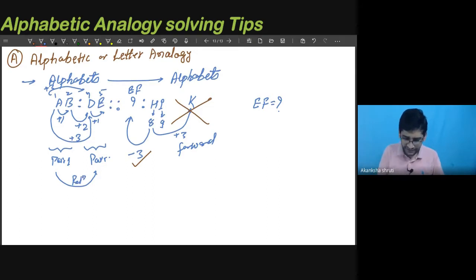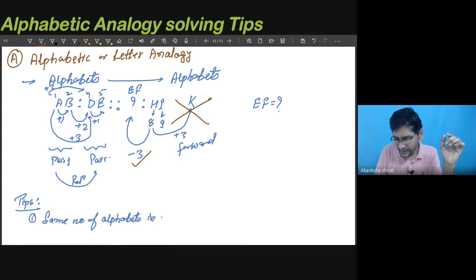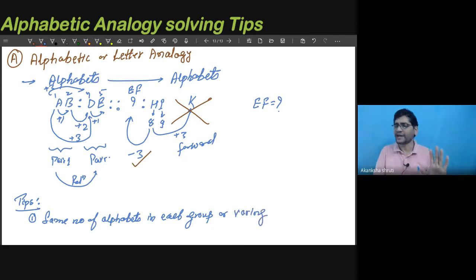Now how are the questions framed? The commonly framed questions, and the tip to tackle this alphabetic or letter analogy, is that very first you have to observe whether the two given pairs have the same number of alphabets or the number of alphabets is changing. This is the first key thing that you have to keep in mind. Means you have to observe whether there is the same number of alphabets in each group or it is varying. This you have to determine, very first, blindly.